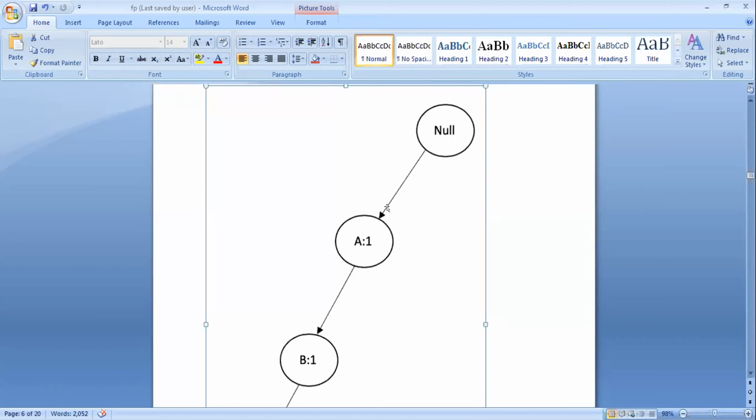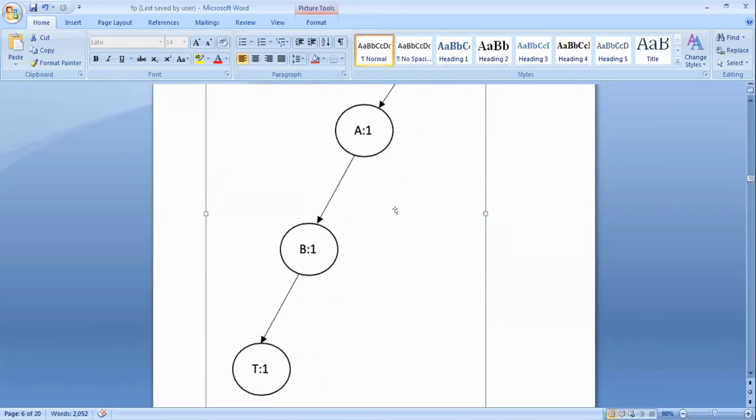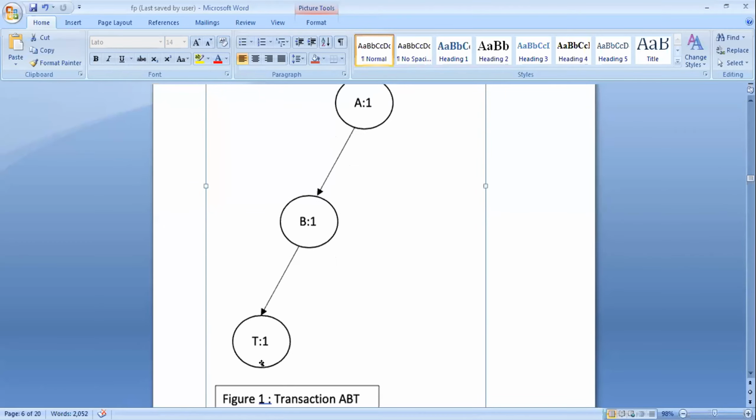And now with the first transaction T1, the items purchased are A, B, T. Whenever you get an item, you represent it with a support count. The support count of A is 1, B is also 1, and T is also 1.